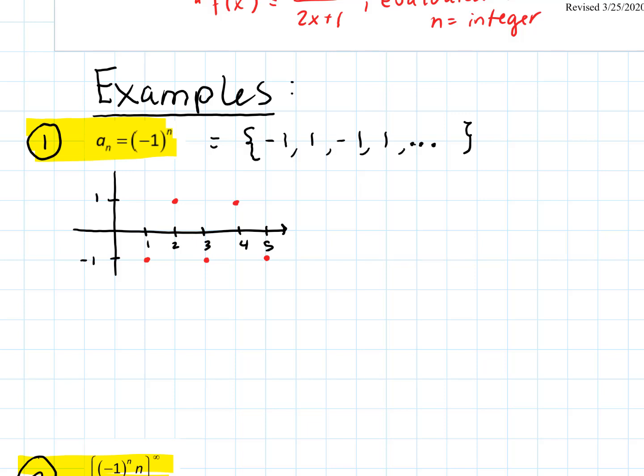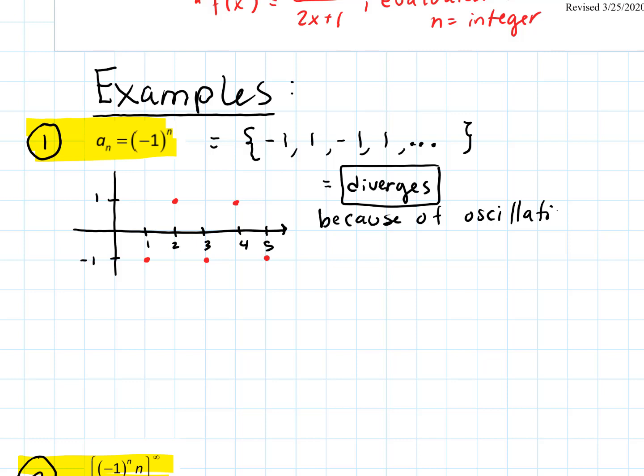We could say that this diverges, and our justification would be because of oscillation between +1 and -1. That's some justification there.